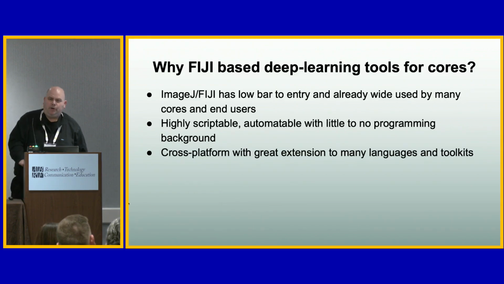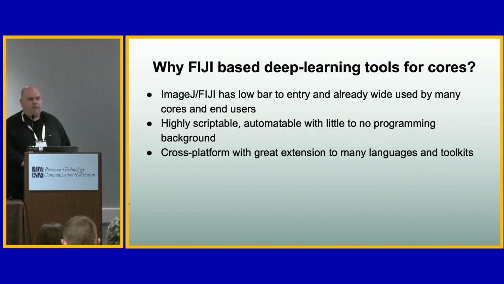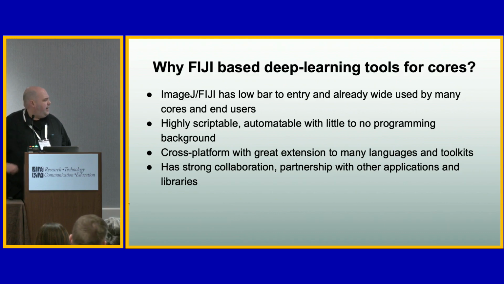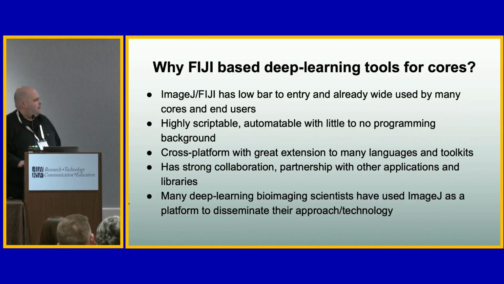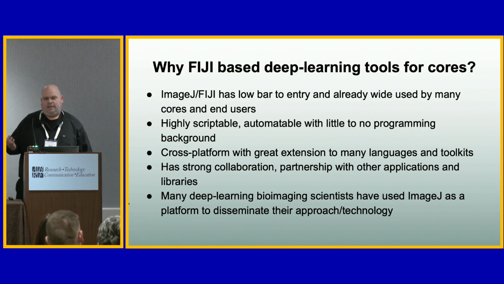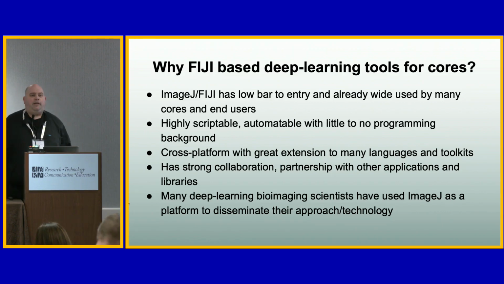It's cross-platform, with increasingly all sorts of ways of talking with it, Groovy, Python, and so on. So there are a lot of ways for it to be accessible to you. And there's strong collaboration. We enjoy our collaboration with CellProfiler and Beth, with Napari, with Icy. A lot of tools all work together, and you'll find a lot of the plugins I'm going to talk about are all available in other toolkits on purpose. So you pick your favorite flavor. And many deep learning bioimaging scientists have used ImageJ as a platform to disseminate their technology, so it's very nice for you that a lot of the modern approaches have been put into ImageJ.